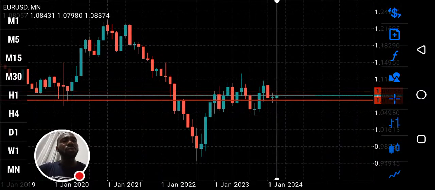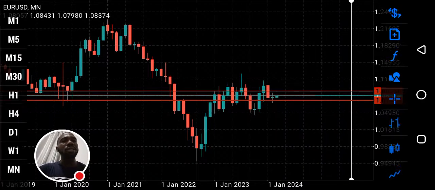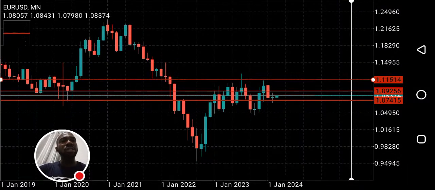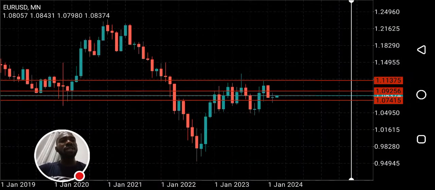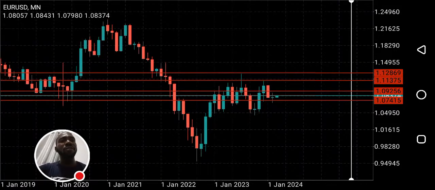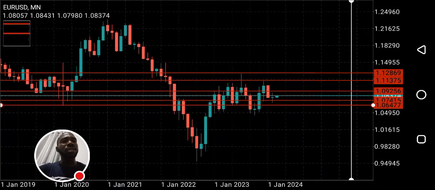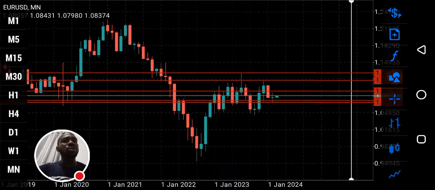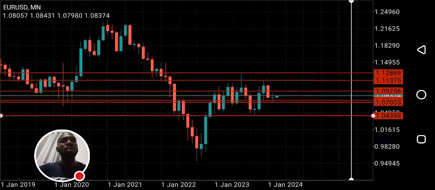Okay, so let's identify the areas of liquidity on the monthly time frame. Either price will go for buy side liquidity, which is at this level, and also at this level. These are the buy side liquidity on the monthly time frame. The sell side liquidity, this is the low of last month, and also this low. These are areas of liquidity. There are a lot of stop losses at that level.